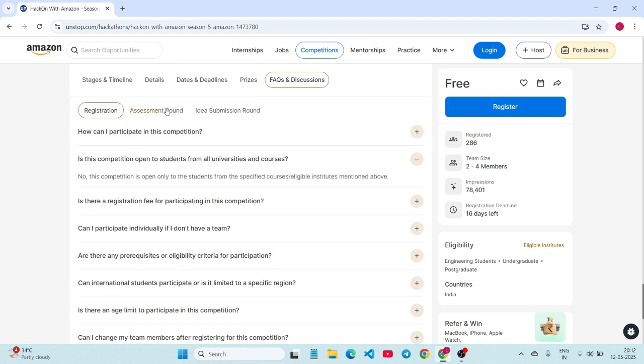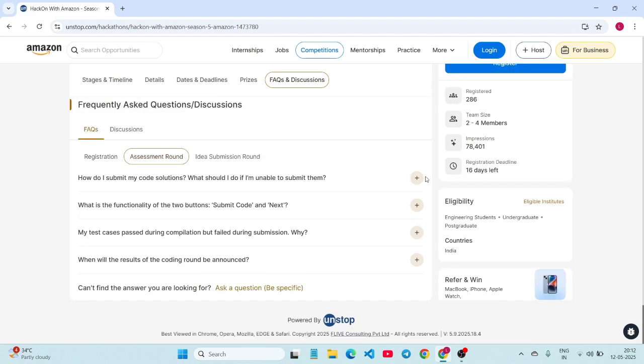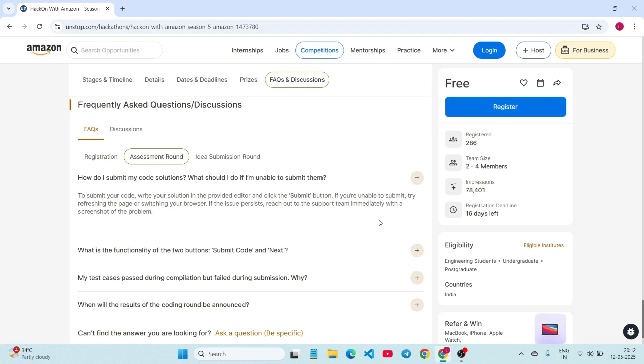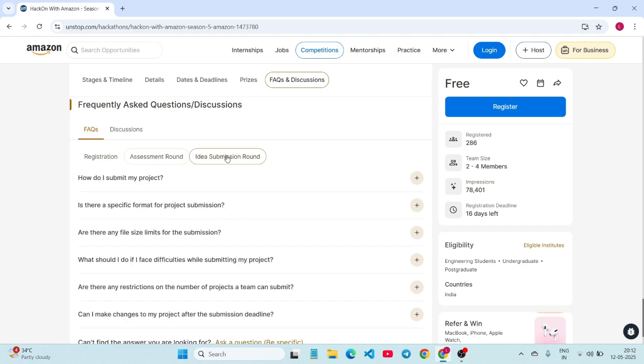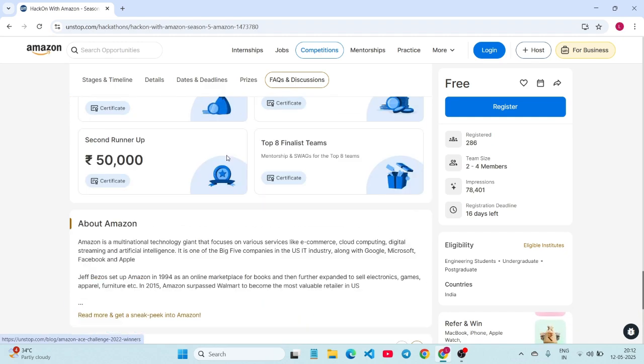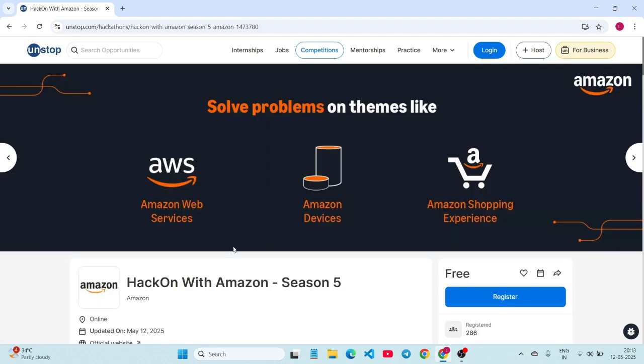And also regarding the assessment round, they have given some FAQs. If you want, you can go through all this. And also if you have any doubts, let me know in the comment section. So don't miss the opportunity to challenge yourself and grow professionally. Register now and start preparing.